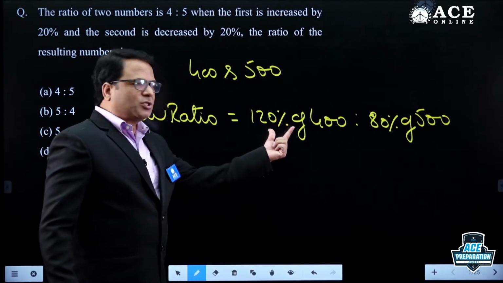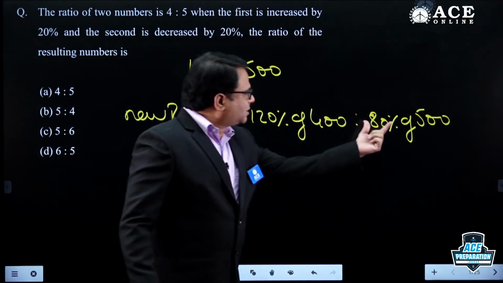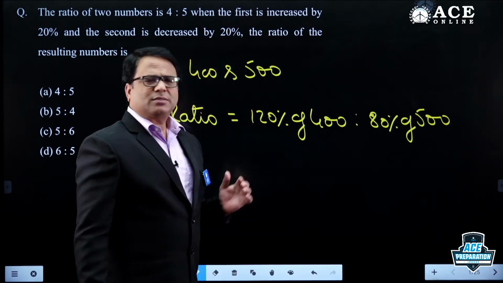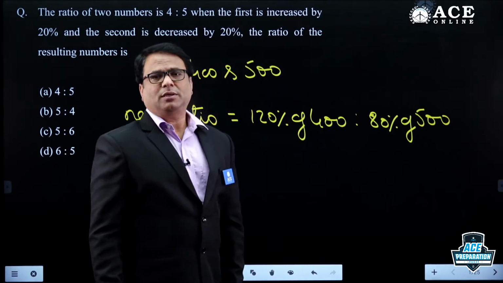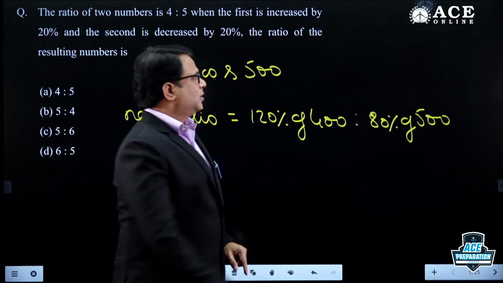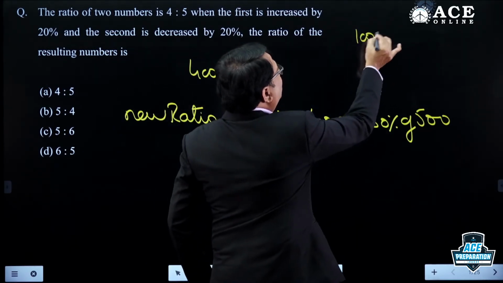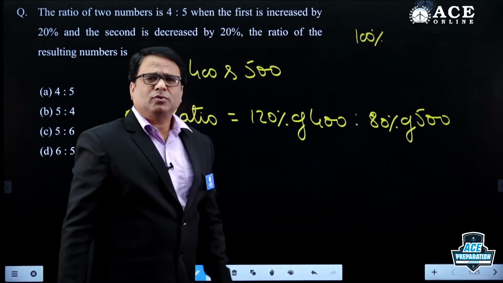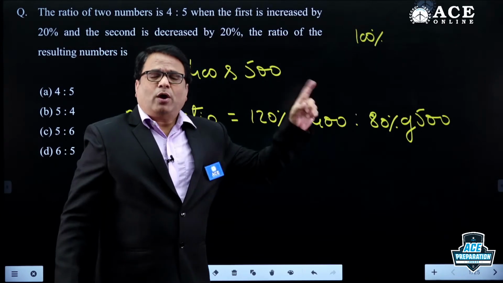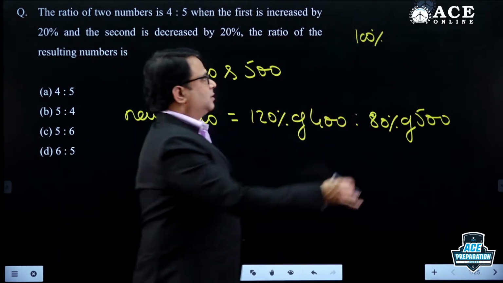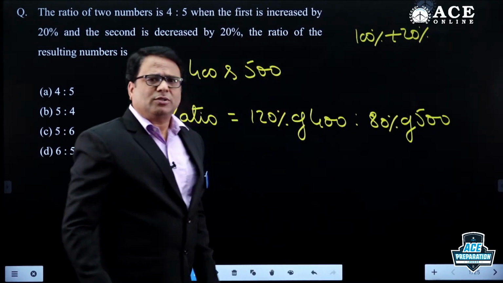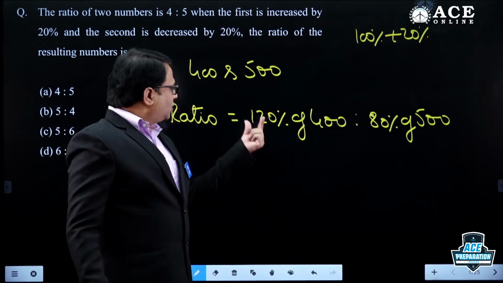So this is the first term in the new ratio and this is the second term in the new ratio. Now why do we write 120% and why do we write 80%? I tell you, when a number is increased by 20%, the original number is always considered as 100%. Now it is increased by 20%, that means plus 20%. So it becomes how much? 120%. So that is what I have written.